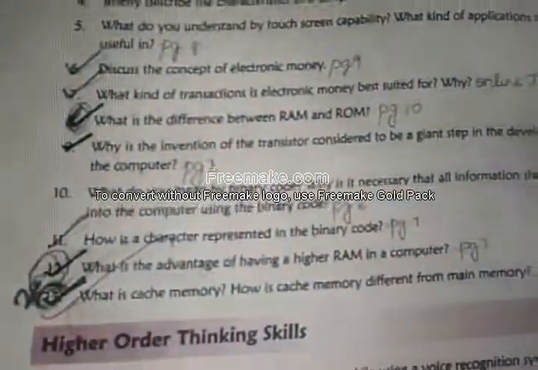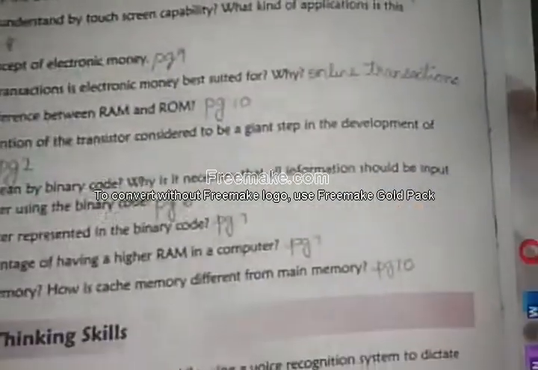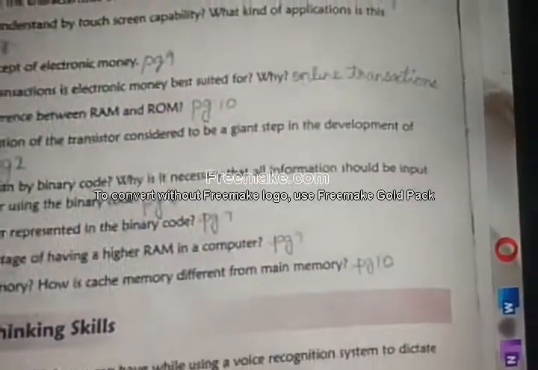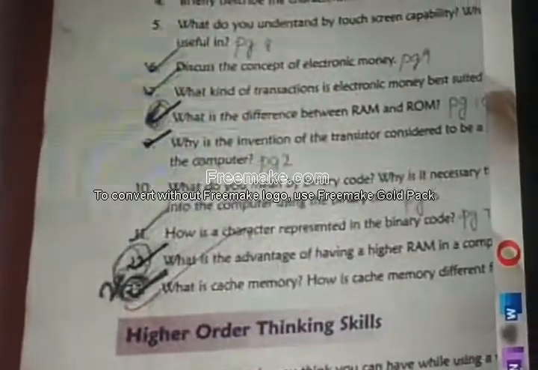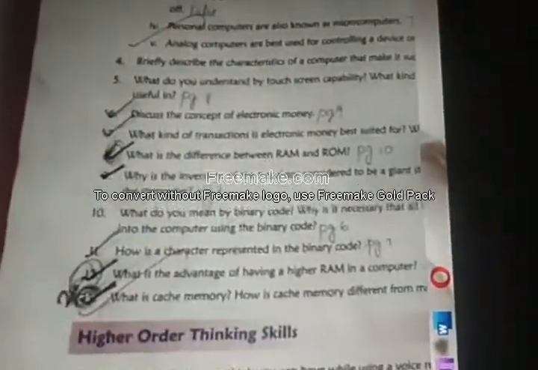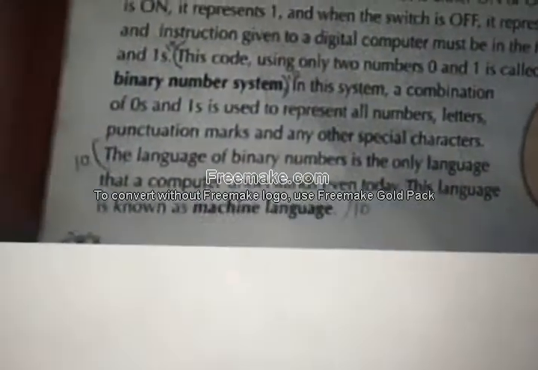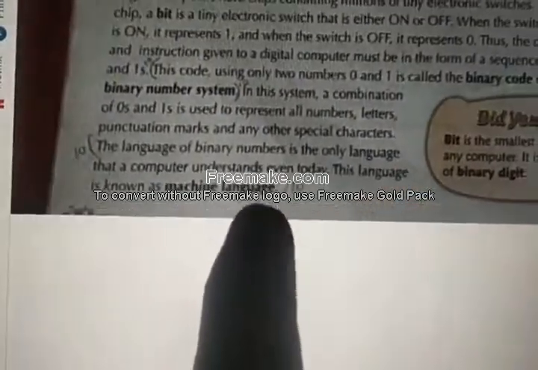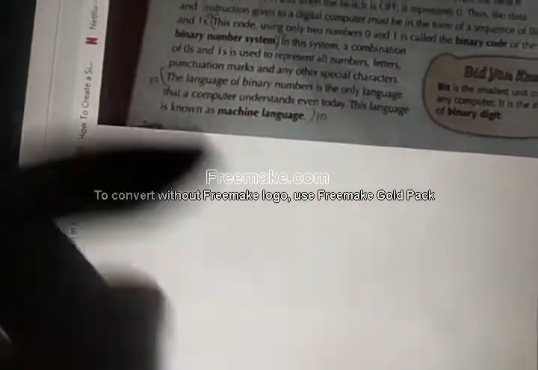Question number 10. What do you mean by binary code? Why is it necessary that all information should be input into the computer using binary code? Page number 6. See down. The language of binary number, from the language till the main machine language. That's the answer for question number 10. Okay. See, one more point.